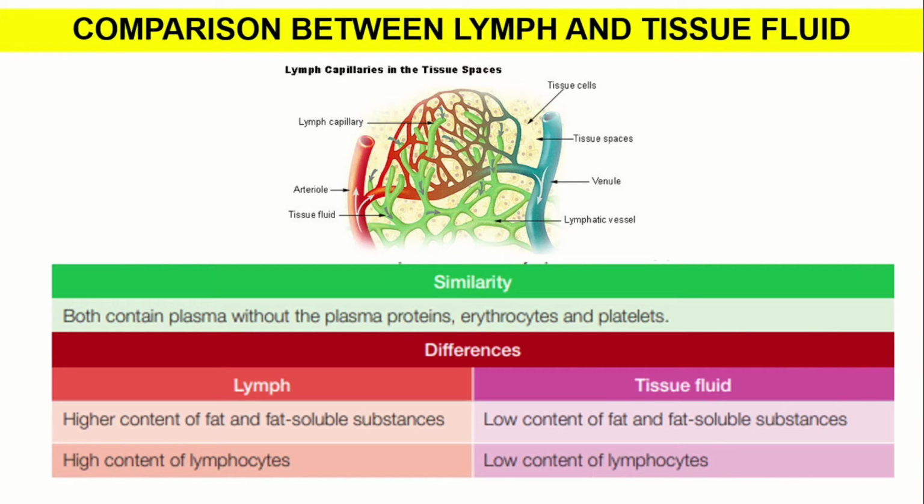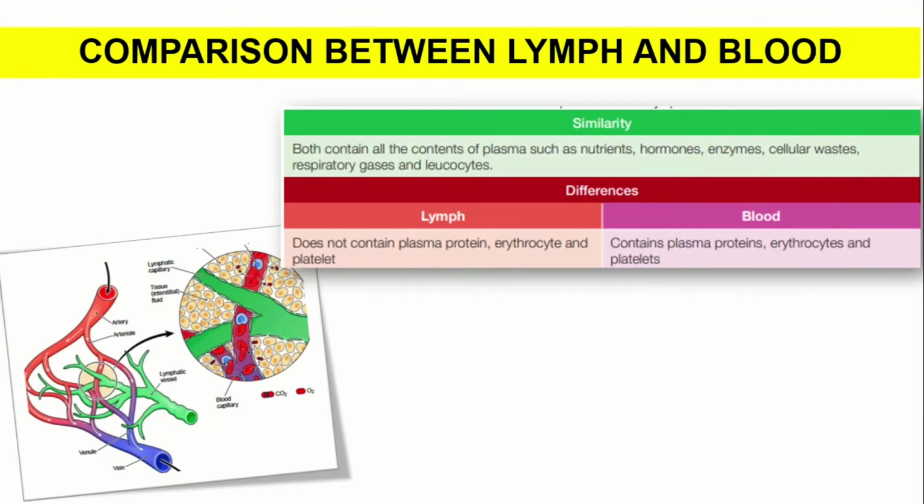Here is the comparison between lymph and tissue fluid. The similarities: both contain plasma without the plasma protein, erythrocyte, and platelet. Meanwhile, the differences: the lymph has higher contents of fat and fat-soluble substances, but the tissue fluid has low content of fat and fat-soluble substances. The lymph has high contents of lymphocytes, but the tissue fluid contains low contents of lymphocytes.